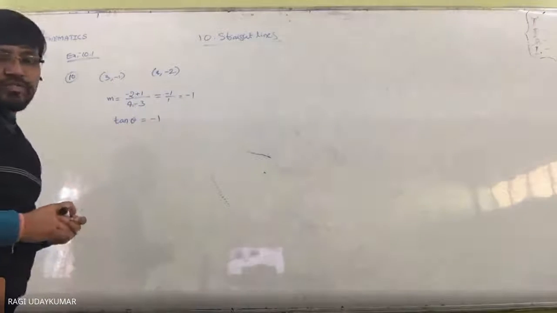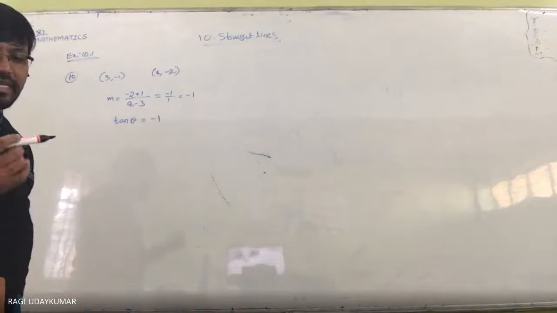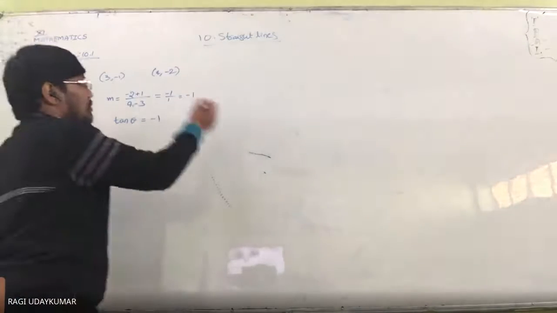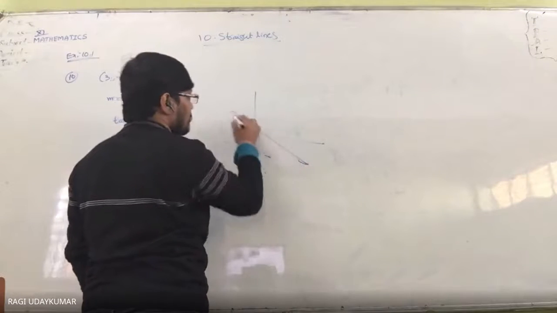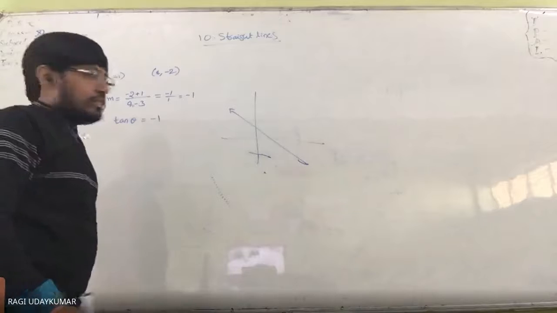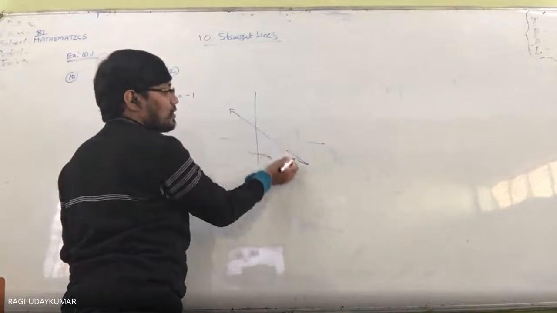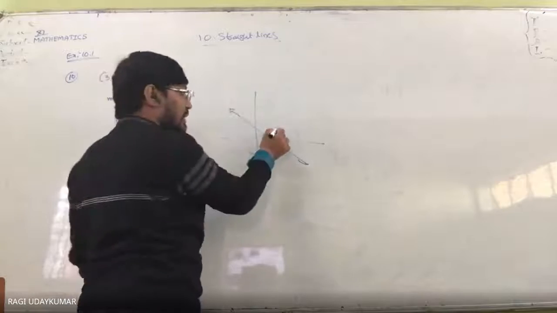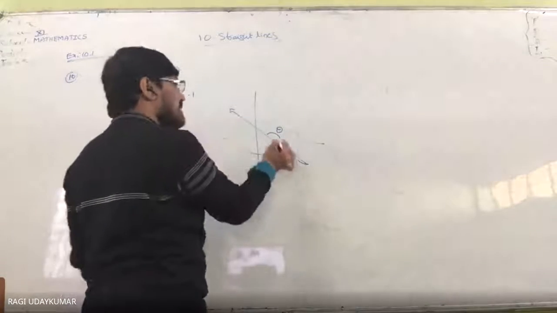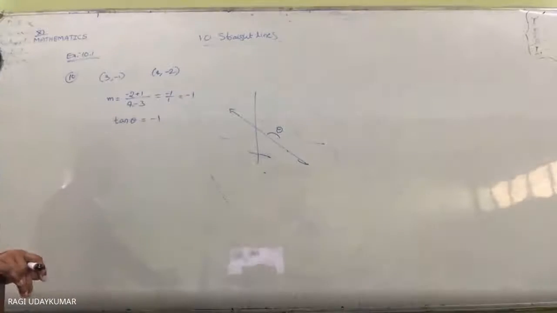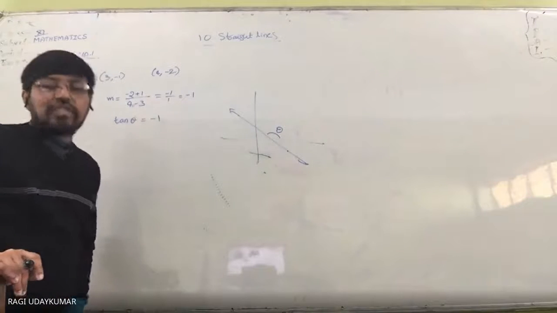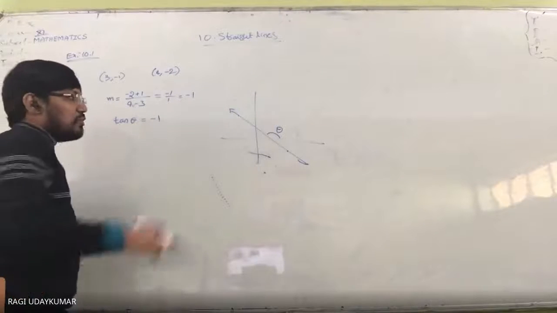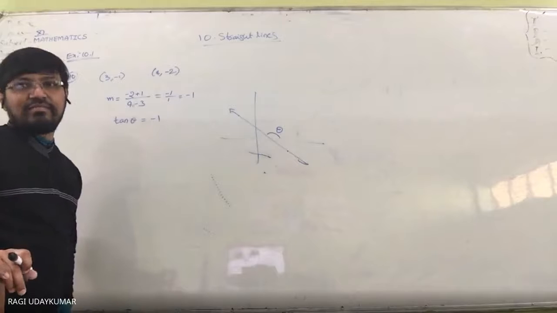Then theta will be found. Theta is the angle between the line and the x-axis. Suppose the line will be like this, here is a point, here is a point. We found the slope, tan theta came, so we need to find theta, and then the angle between this line and the x-axis will come. So here theta is 135 degrees. Tan 135 degrees is equal to minus 1. That's why I have drawn the line at 135 degrees too.